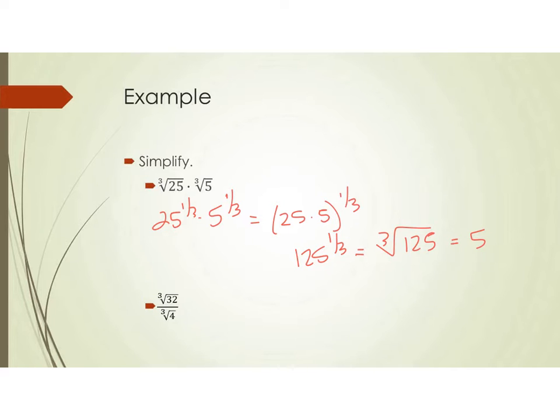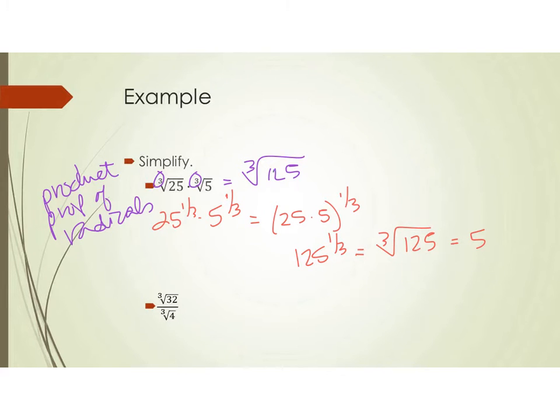Or you can use, this one would be your product property of radicals. And the fact that they have the same index, we can go ahead and multiply them together and just make the cube root of 125, which is then 5. And the same thing with the other one, but this would be the quotient property of radicals.